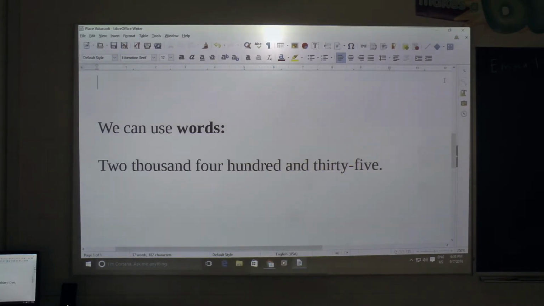We can represent a number using words and letters. 2,435.